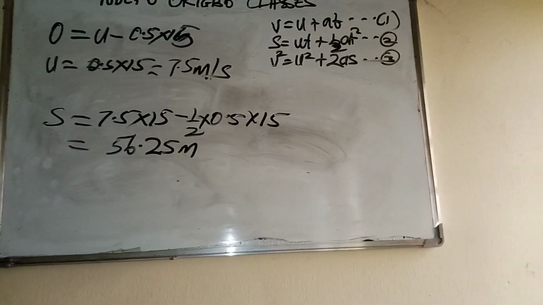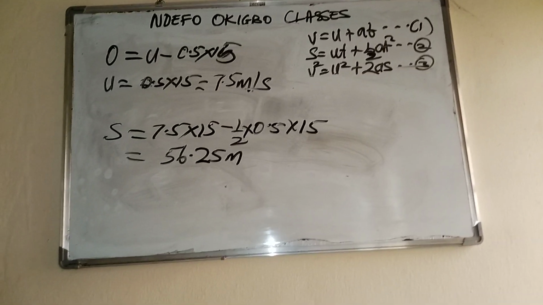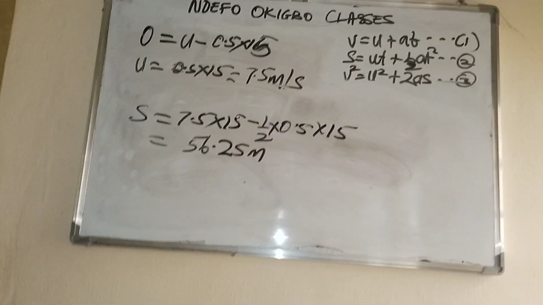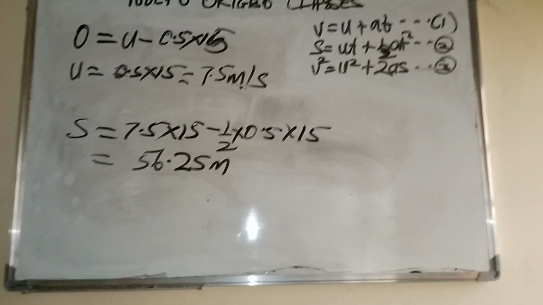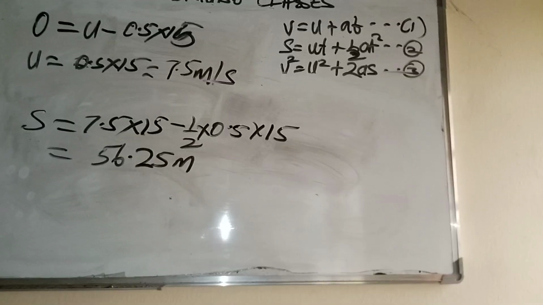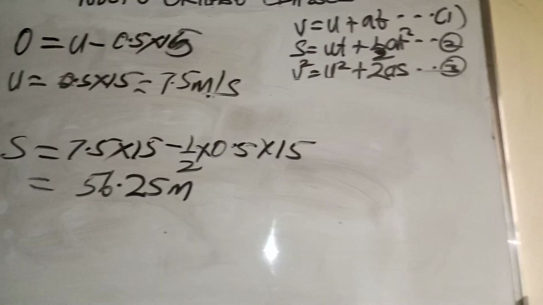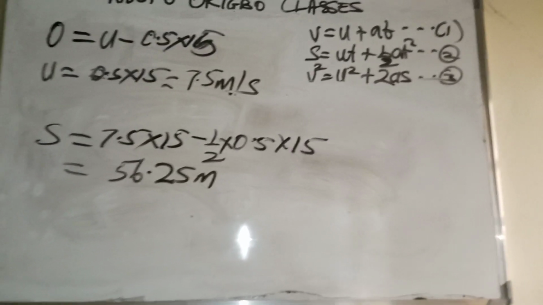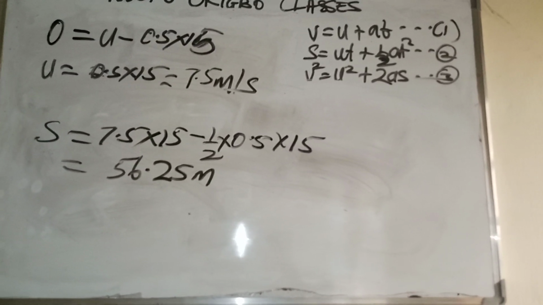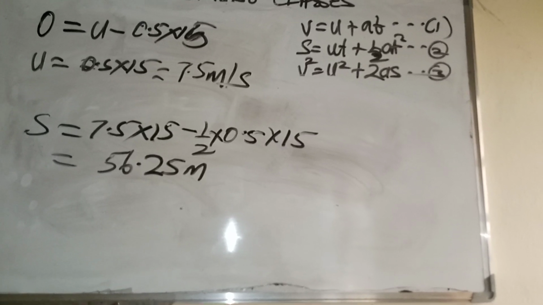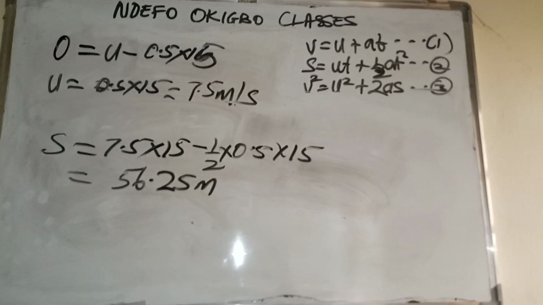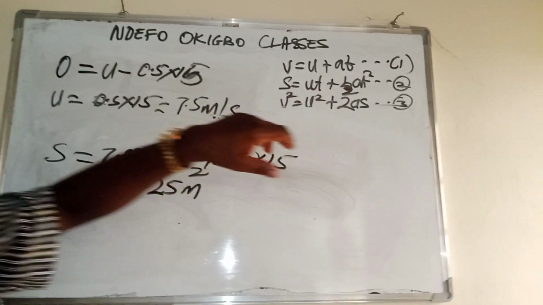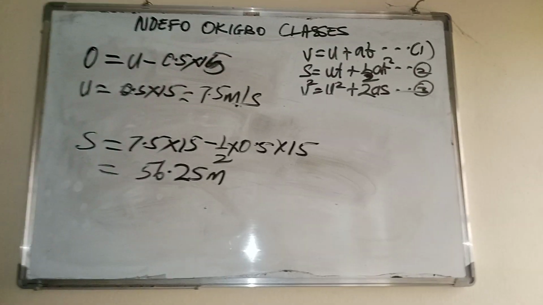So if we use the first equation, when the brake was applied, a car decelerated at 0.5 meters per second squared and came to a stop in 15 seconds. Determine its initial velocity and its decelerating distance. When we get the initial velocity, we apply it to the second equation to get the decelerating distance.